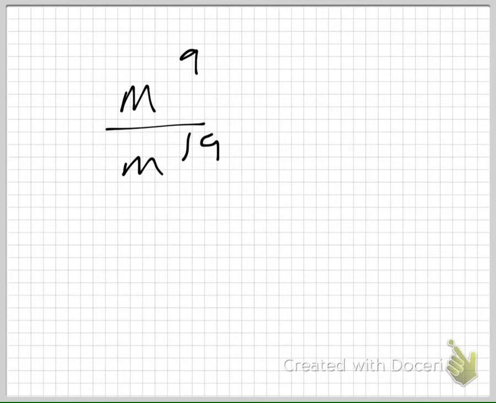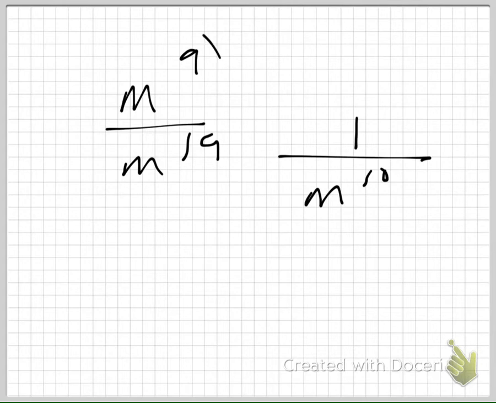Gigi, what do you get? 1 over m to the 10th, right? 1 over m to the 10th. How many of you got that? Did you get that, Jade? Yep. Okay, excellent. Listen, there's 2 ways of doing this, right?